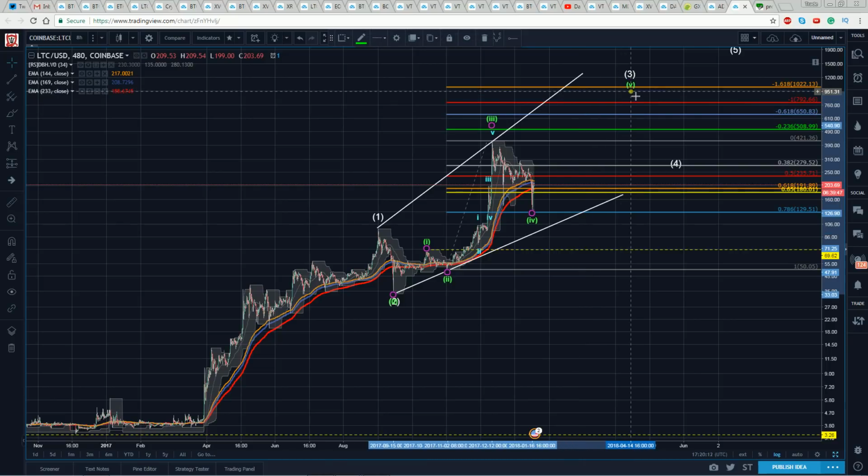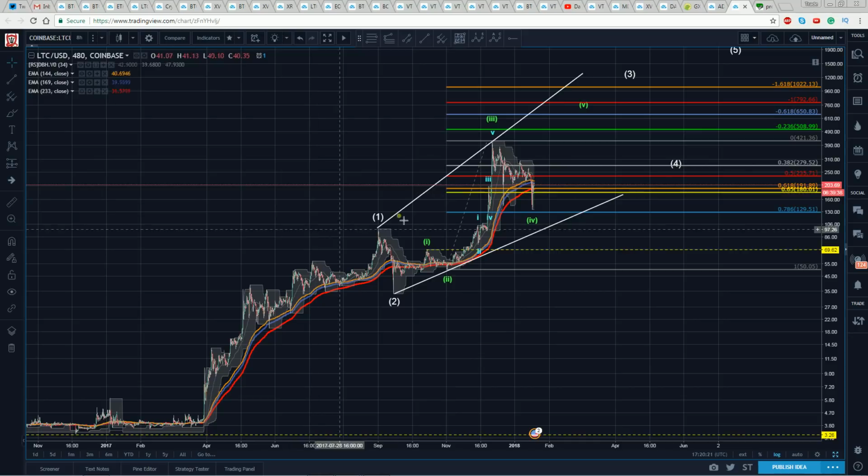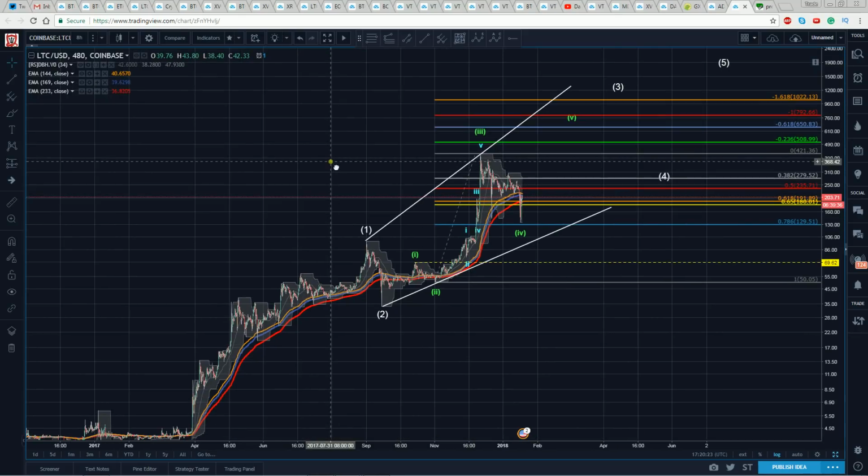So, if we're going to allow for that, what we're trying to do is get into either the 5th of the third, which would mean we've got a long way to go to get there, up at over 1,000, or we're trying to put in potentially the 1 of the third. That would imply much higher prices.